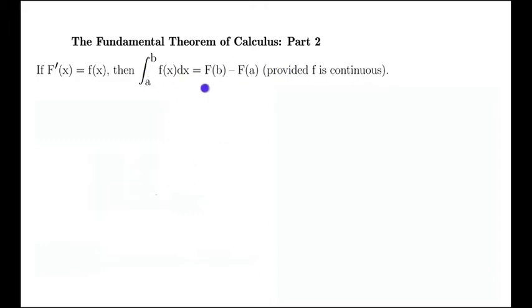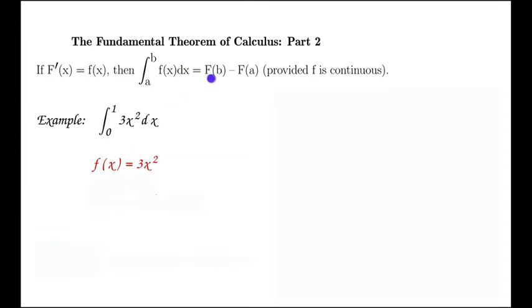Let's see an example of how we can use this. Let's look at the integral from 0 to 1 of 3x squared dx. Using this Fundamental Theorem of Calculus Part 2, we can figure out a value for this. What we have to do is recognize that f of x in this case is this integrand. So f of x is going to be equal to 3x squared.